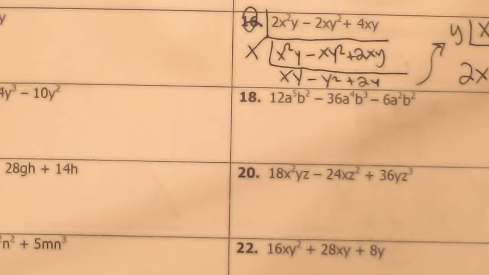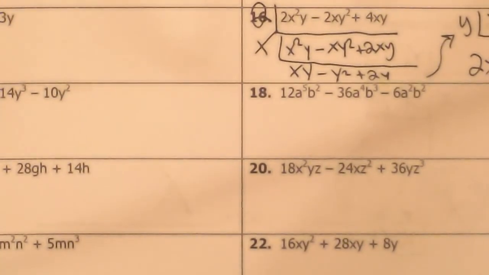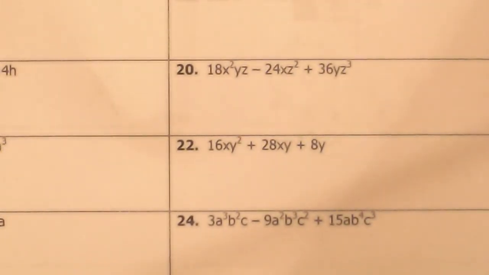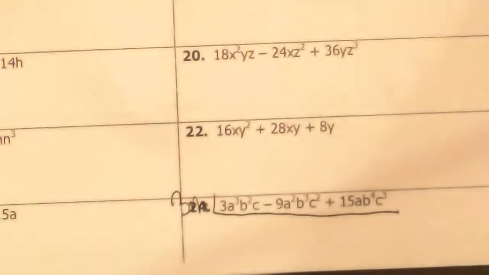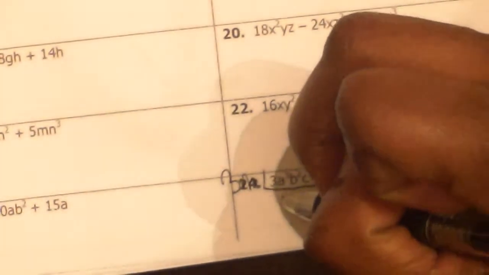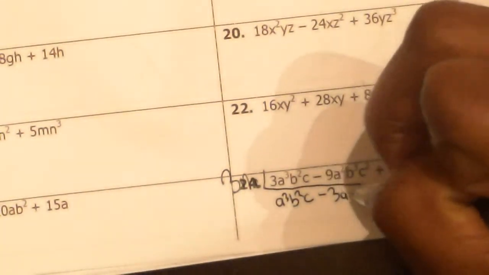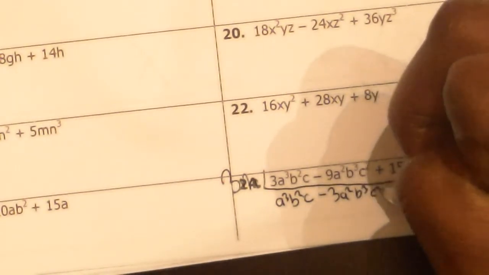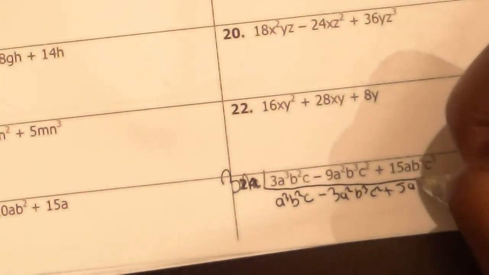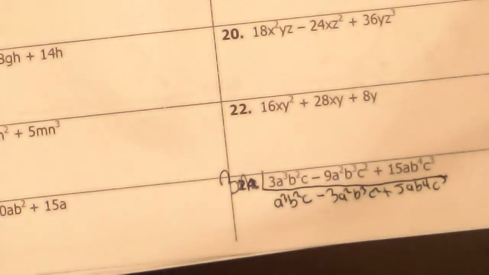Let's do, let's see, let's pick a good one. Let's do 24 because it has 3 terms. Okay, so what coefficient do they all have in common? We can pull out a 3. And that'll leave us with a cubed b squared c minus 3a squared b cubed c squared plus 5 a b to the 4th c cubed.